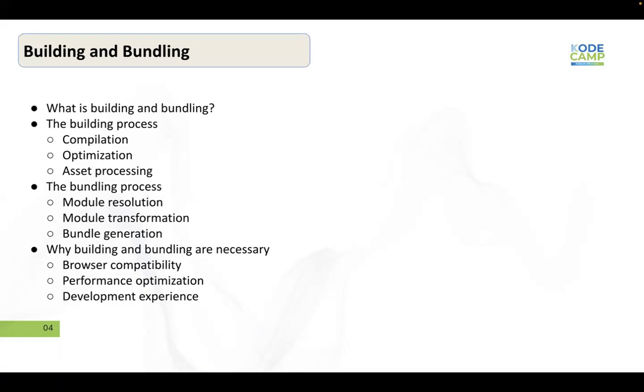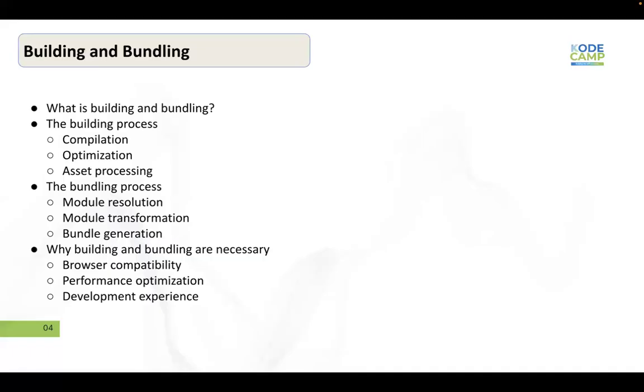Last but not the least, under optimization, we have compression. So it compresses files into smaller sizes. So if you want to build and push to production, it will build and compress files into smaller sizes.